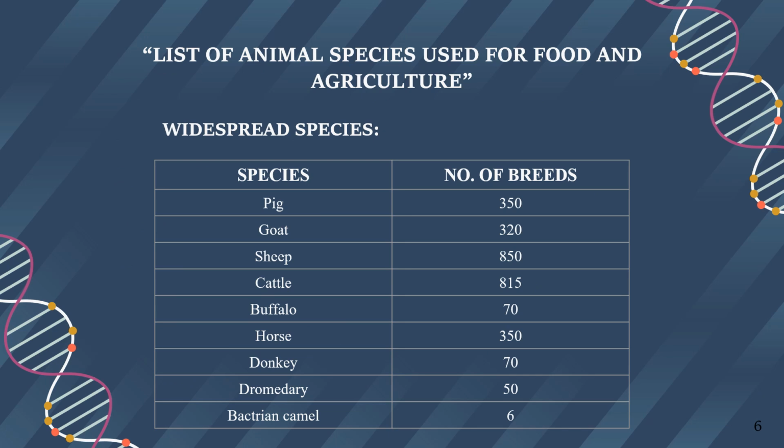So here is the list of a few animal species that are providing people genetic resources. These are widespread species including goat, sheep, cattle, buffalo, and many more. The number of breeds is also mentioned here. So basically, what are widespread species? Widespread species are those which are not restricted to a particular habitat. They can be found anywhere.